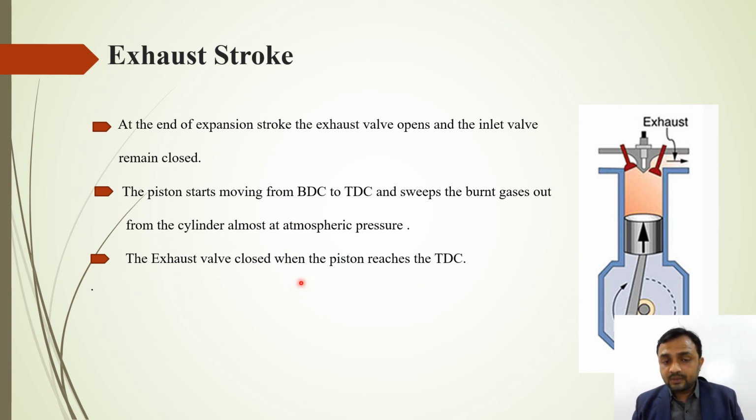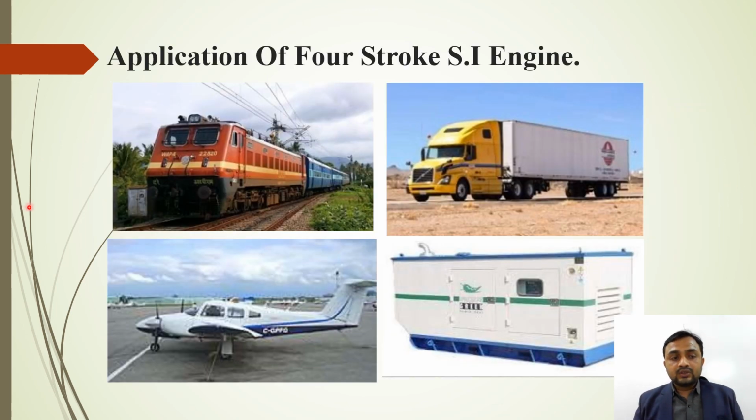Third point is the exhaust valve is closed when the piston reaches TDC. First, the exhaust valve remains open and the piston sweeps out all the burnt gases through the exhaust valve, and when the piston reaches the top dead center, at that point of time the exhaust valve is closed. These are the four strokes of your four stroke SI engine, and these are the applications of your four stroke SI engine. You can see in the picture, in trains and trucks, chartered planes and diesel generators, there we are using your four stroke SI engine.